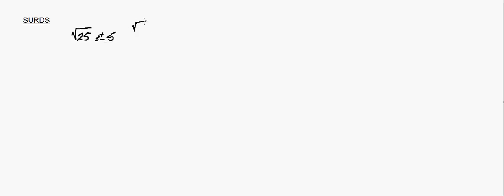So if we had the root of 16, the root of 16 we know is 4. So this is fairly simple, but you need to know these are root numbers. 5 and 4 are root numbers, and 25 and 16 are square numbers. So you need to know your square numbers.